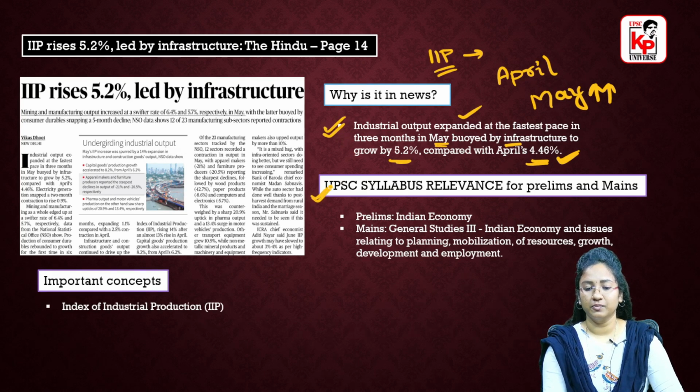Here, if you can see regarding the data that we have, the industrial output has definitely expanded. And coming to the UPSC syllabus relevance, for prelims it comes under Indian economy, and for mains it comes under General Studies 3: Indian economy and issues relating to planning, mobilization of resources, growth, development and employment. And as we have discussed, the major important concept in this particular article is the Index of Industrial Production, that is, IIP.